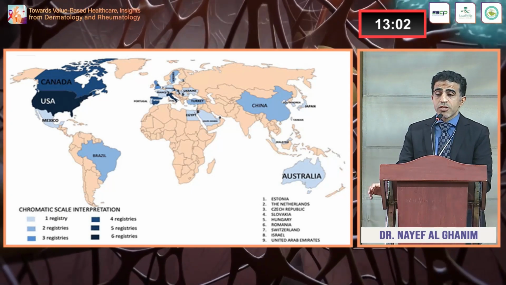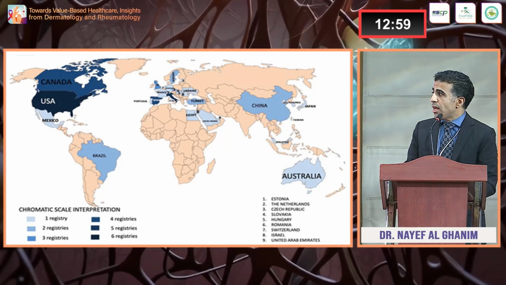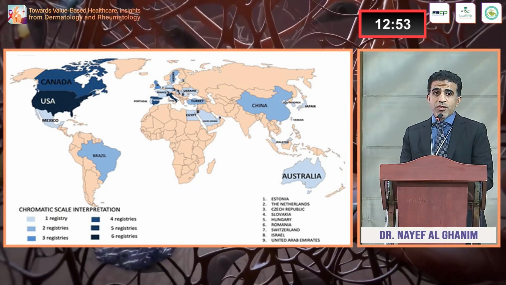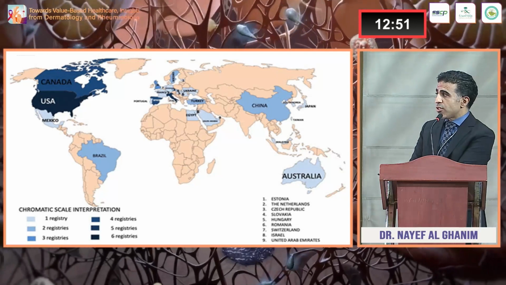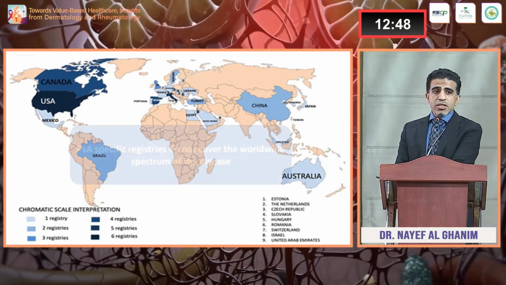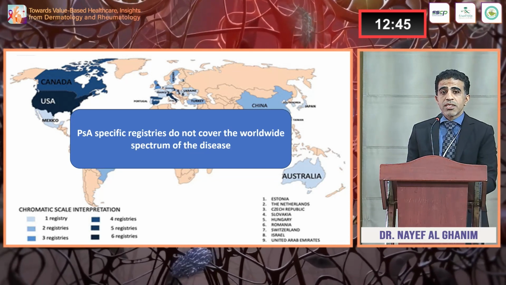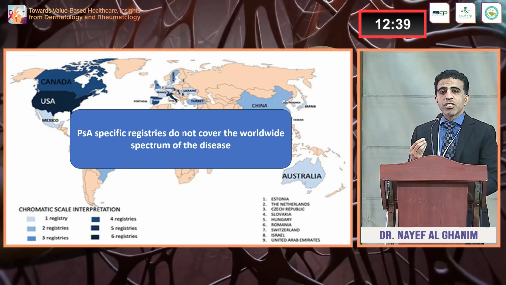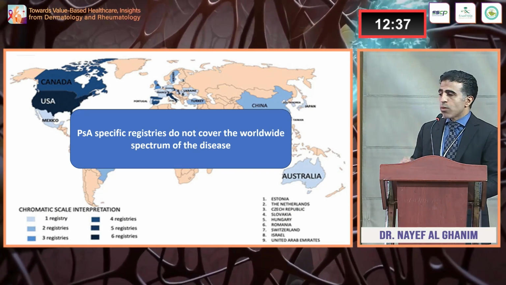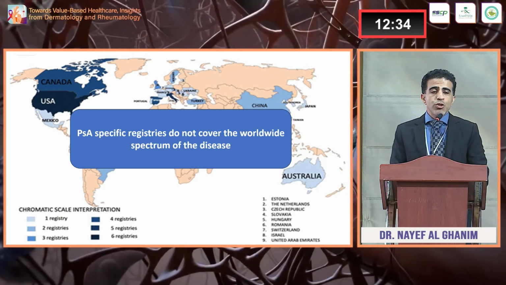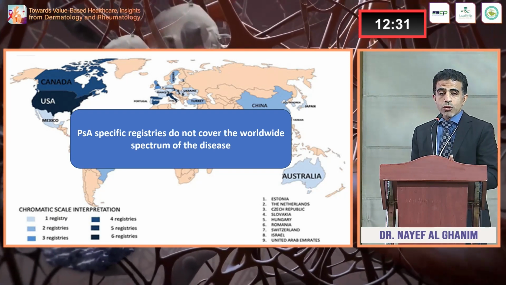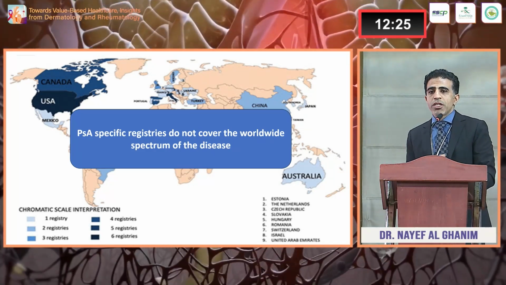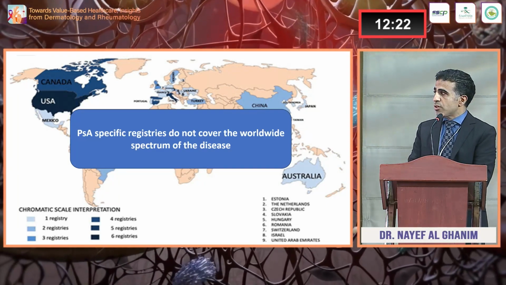In the United Arab Emirates, there is only one registry, in Dubai. And as you can see in Asia, China, which has a population of 1.5 billion, has only 3 psoriatic arthritis registries. So most of the information that we have from the registries represents European and North American patients, and we don't have information that represents the worldwide spectrum of the disease. This is why we need to have a registry that represents our Saudi population, to know what the manifestations are and which treatments the Saudi population responds to better than others.